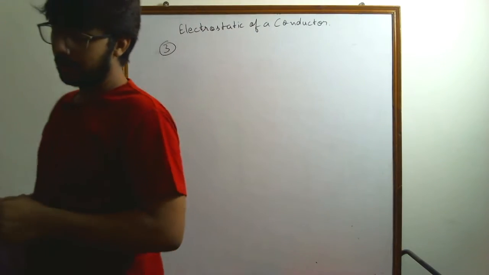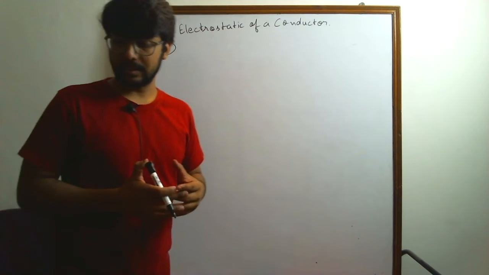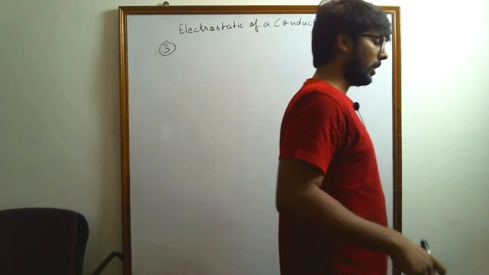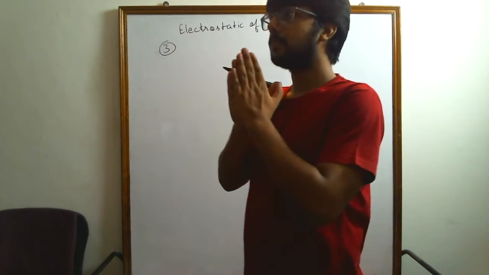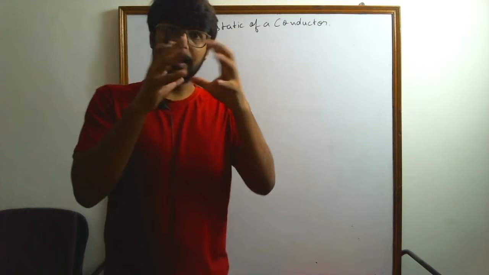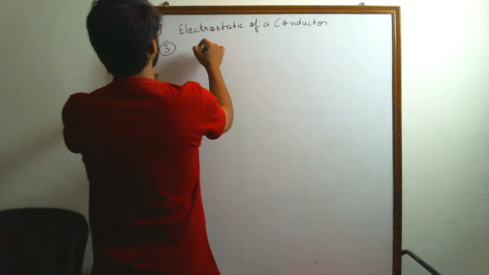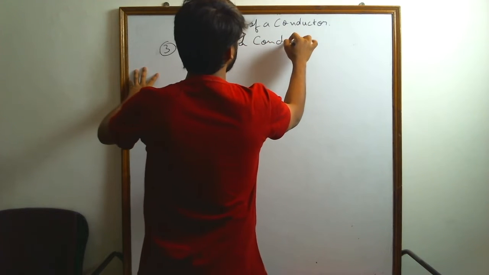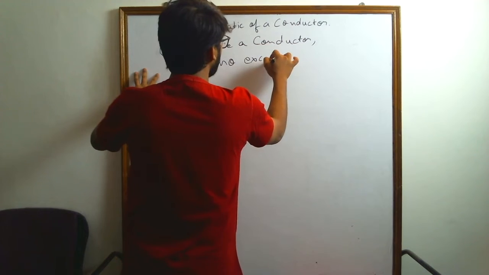Now, the next one, inside a conductor. Inside a conductor, there is no change in the static situation. There is no excess charge in the static situation. Okay, let me rephrase that. Inside the surface of the charged conductor, inside a conductor, there is no excess charge.